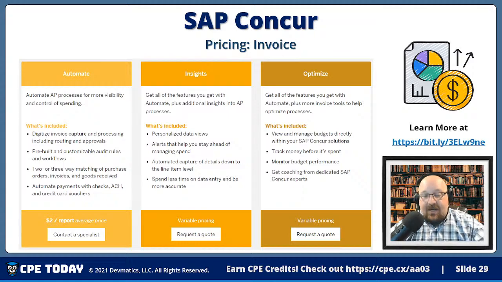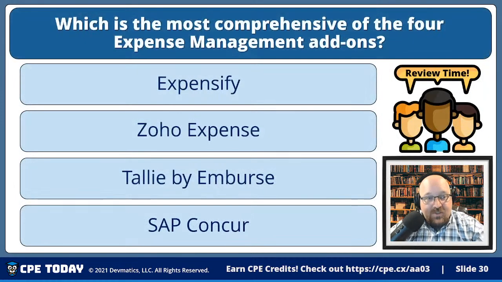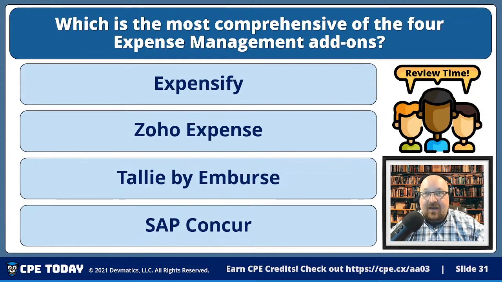So let's go ahead and have our third review question. Which is the most comprehensive of the 4 expense management add-on tools? Well, I'm going to be honest here, folks. It is a 4-way tie. My personal opinion, if I were to rank these different tools, Expensify is a clear winner here, with Zoho Expense and Tallie being a good second place, with SAP Concur being a third place. But I think you'd have a really good experience with any of them.